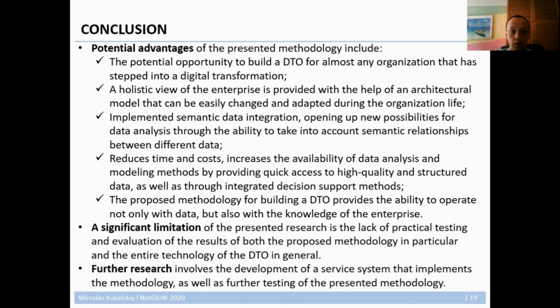So, further research involves the development of a service system that implements the methodology, as well as further testing of the proposed methodology.